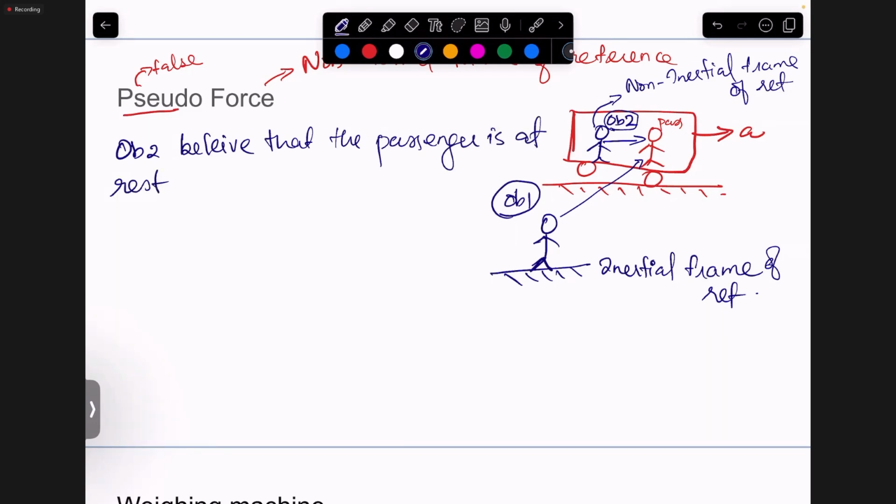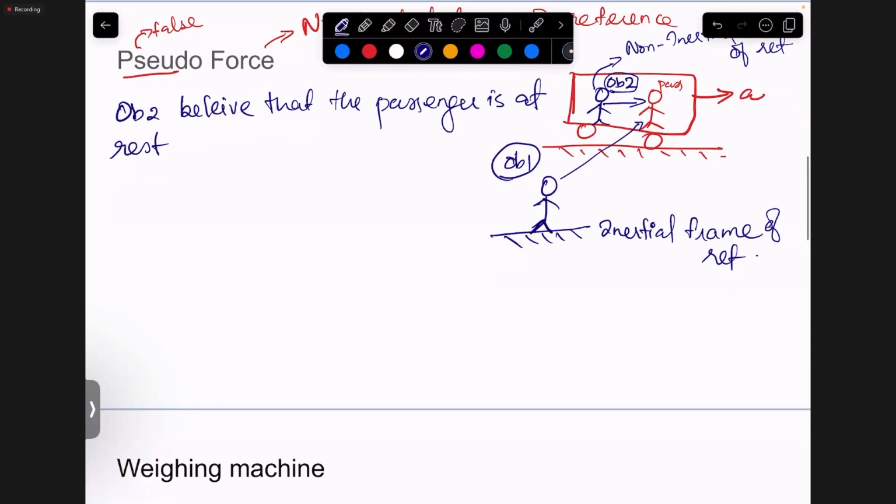So, what is the pseudo force? Pseudo force is something acting on a non-inertial frame, which will change the perception of the observer inside that platform in a way that they cannot perceive the movement of the frame. So this observer 2 is not perceiving the movement of the platform because of this pseudo force that is acting.